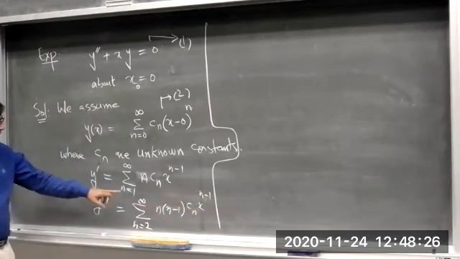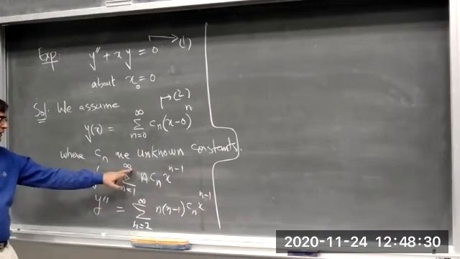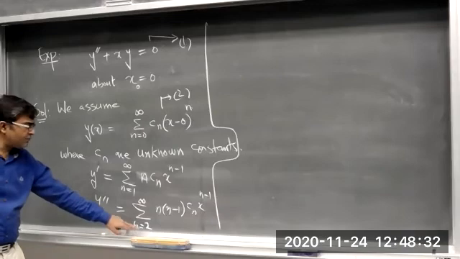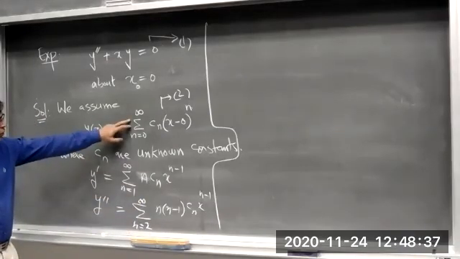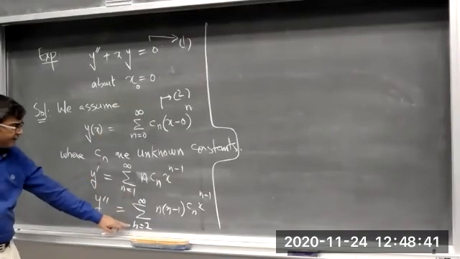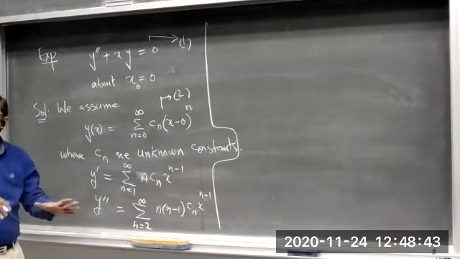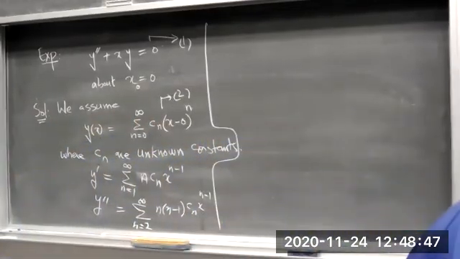I hope you know why I have written n from 1 to infinity in the first derivative and n from 2 to infinity in y double dash. Because when we take one derivative, the summation moves forward to 1. In the second derivative, we write n from 2 to infinity. I have already explained it. I hope you know that.